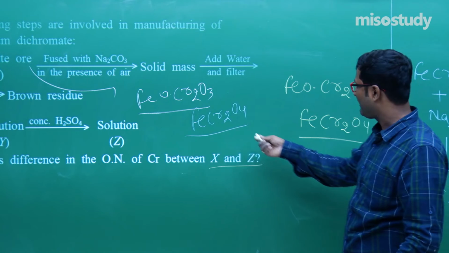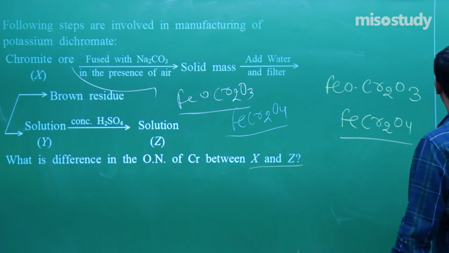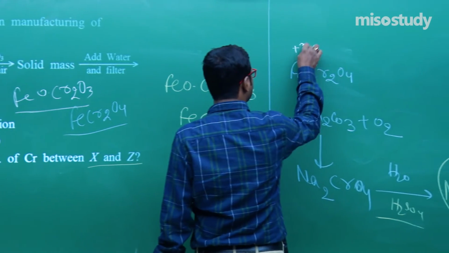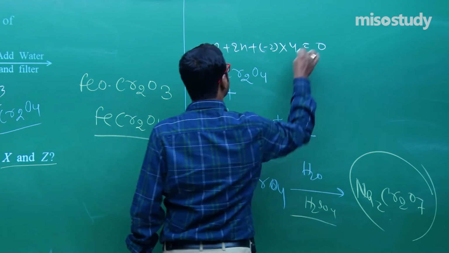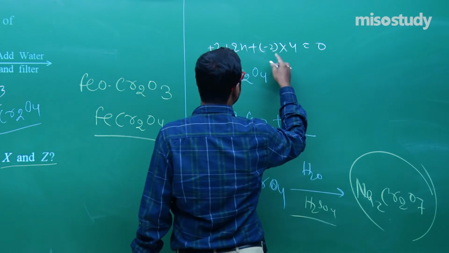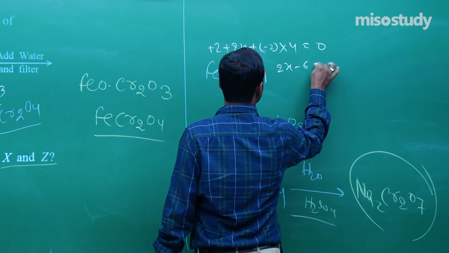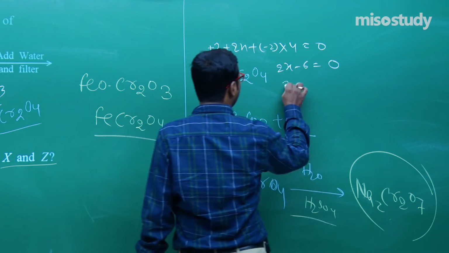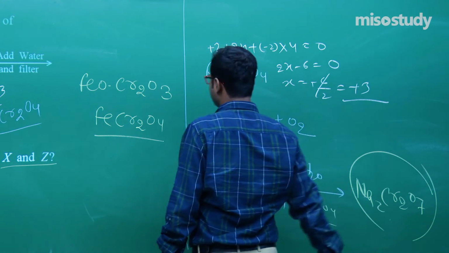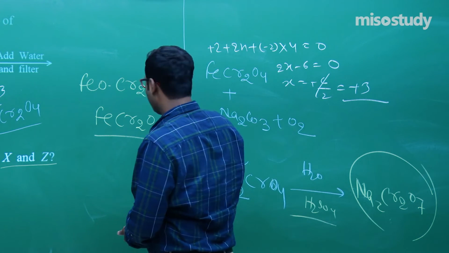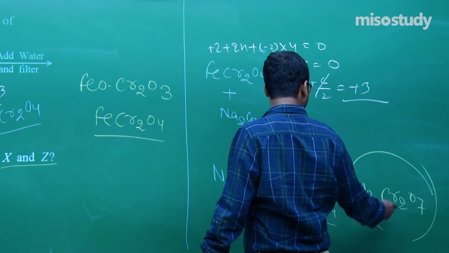In the case of FeCr2O4, what is the oxidation state? Check it out. Fe is +2, so +2 plus 2X plus (-2 into 4) is equal to 0. Yes, sir. 2X minus 6 is equal to 0. Yes, sir. X is equal to +6 upon 2, so chromium is in the +3 oxidation state.